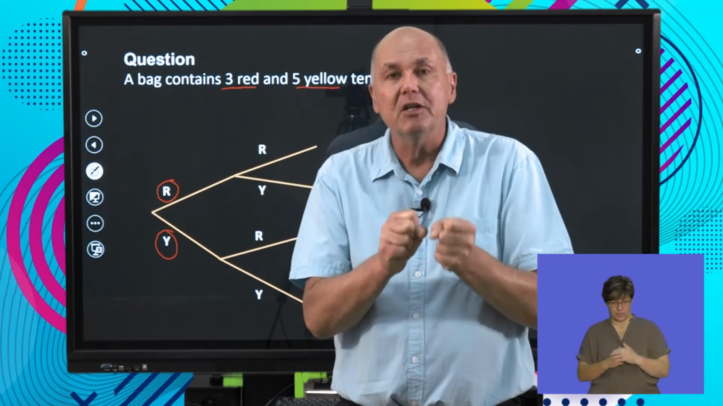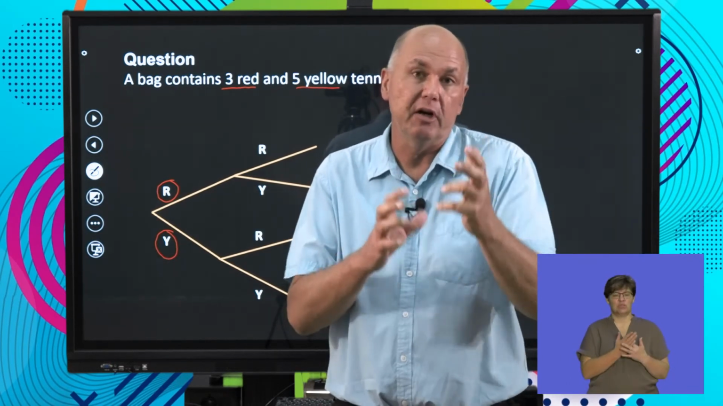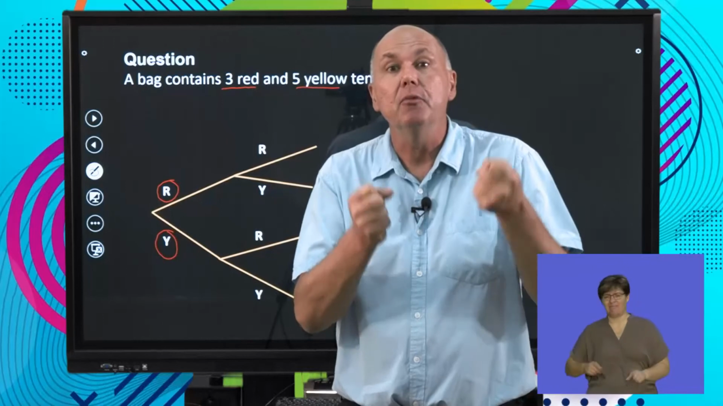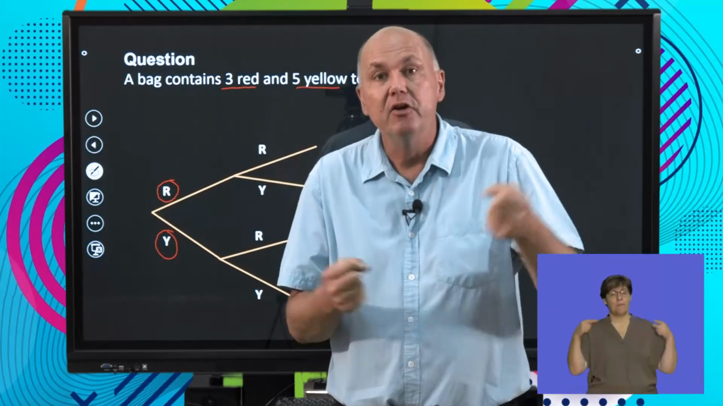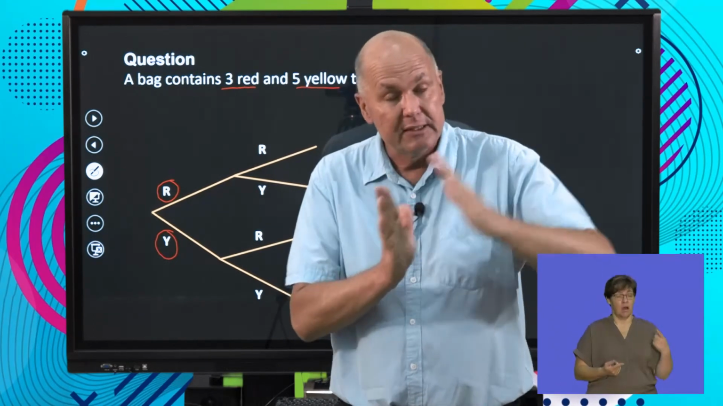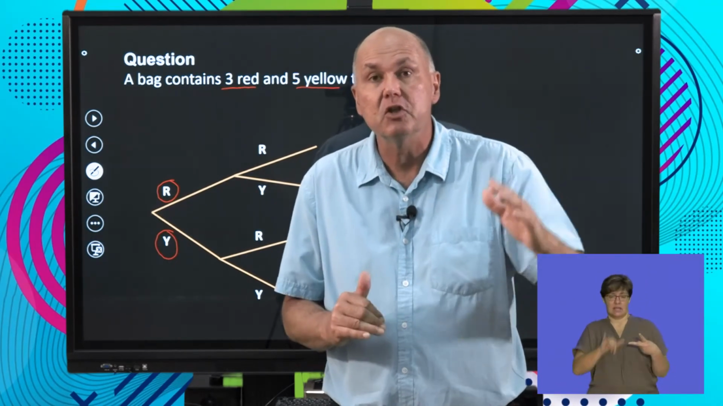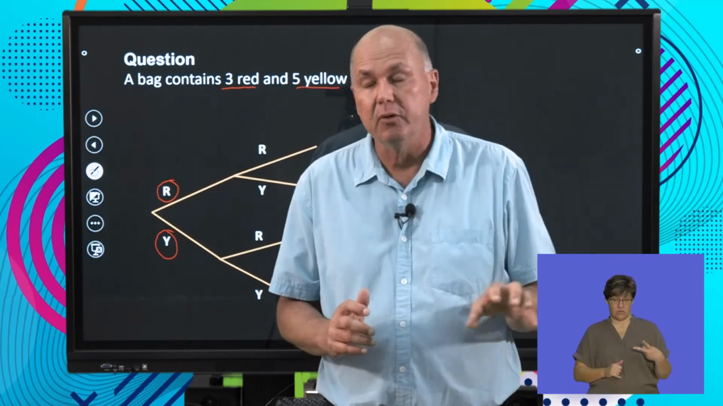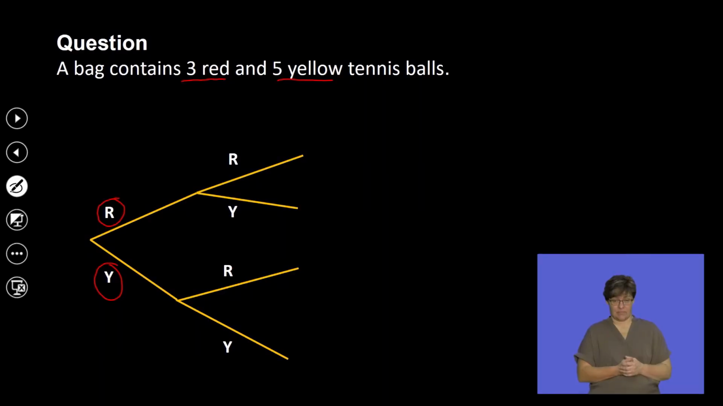Remember, these aren't some sort of in-between road where you can get half red, half yellow. These are mutually exclusive. It's definitely separated between the two. They are disjoint, either the red ones or the yellow ones. Now, how many tennis balls do we have in total? Well, the sample size, the number in the sample, is going to be 3 plus 5, which is 8.